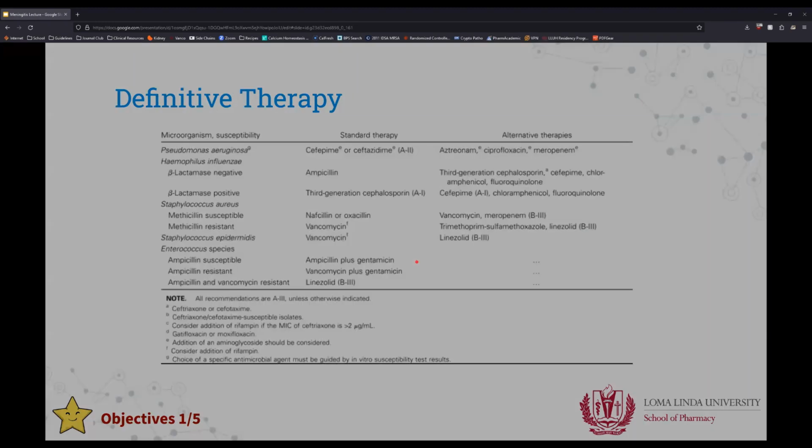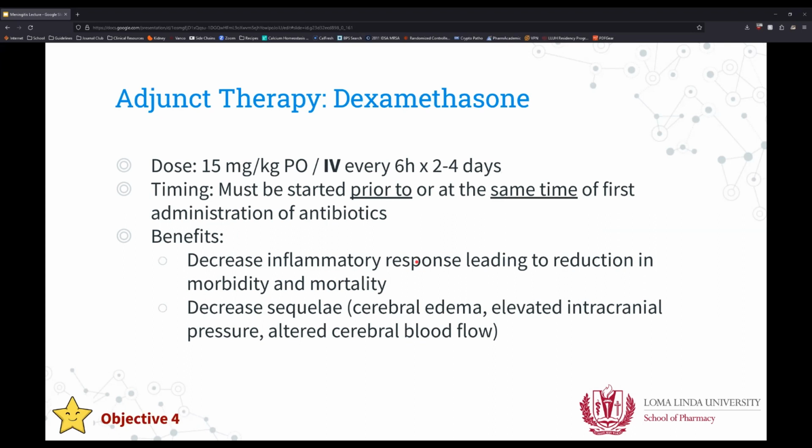Okay. And then next up, we have our adjunctive therapies. So one of the big adjunctive therapies used in meningitis is going to be dexamethasone, so steroids. And this is specifically given in a dose of 15 mg per kilogram, whether that is oral or intravenously, most likely intravenously, every 6 hours for the next 2 to 4 days. However, the timing of this is very important, where it needs to be started prior to or at the same time of first administration of antibiotics.